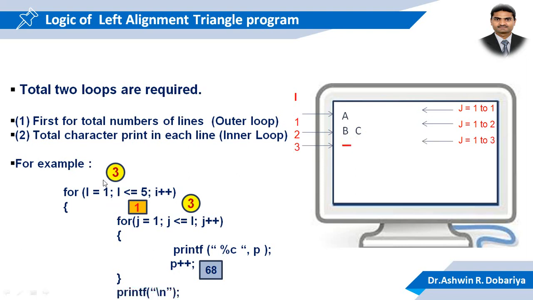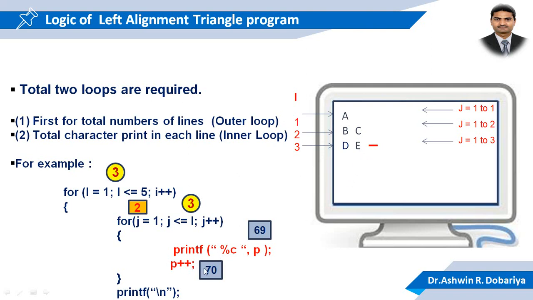Again i increments by 1, so i becomes 3. It means now the inner loop will execute 3 times and j starts from 1, then it displays the value of 68. ASCII of 68 is D, and cursor moves to the next position. And then P is incremented, it becomes 69. After that j is incremented by 1, j becomes 2. Again it displays the value of P, 69 means capital E.